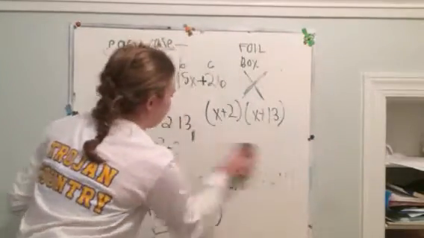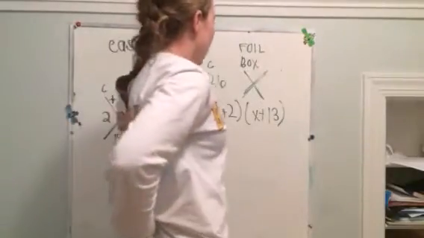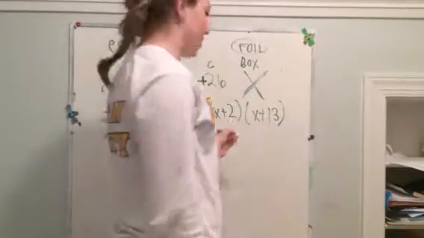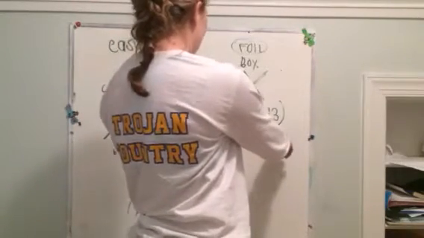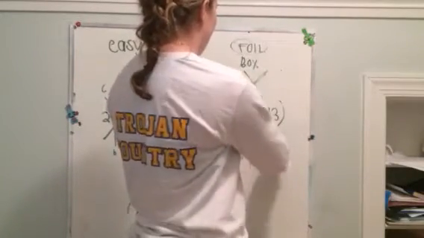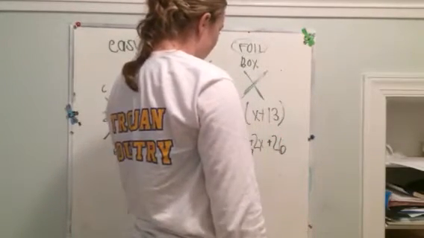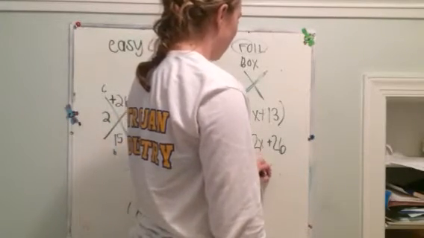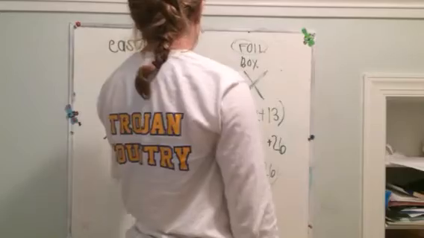And we're going to check it. For the checking, I want to do the FOIL method. It stands for first, outside, inside, last. We have x squared for the first. Now the outside gives us 13x. Inside, 2x. Last is 26. Now we combine those and get x squared plus 15x plus 26, and that equals that.